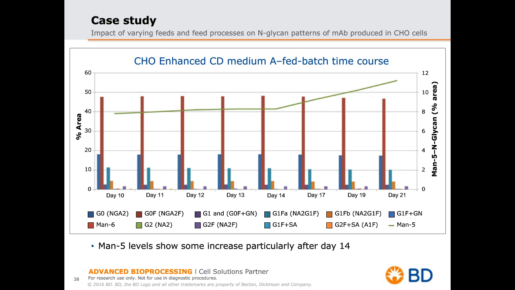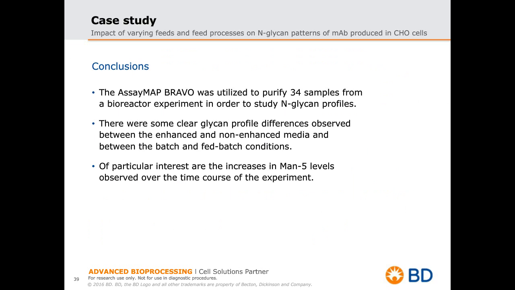So I just wanted to cover some of the main conclusions from this bioreactor study. The Assay Map Bravo was successfully utilized to purify 34 samples from a bioreactor experiment in order to study N-glycan profiles. The purification was quick and efficient and was complete within 2 hours. There was generally less galactosylation occurring with the enhanced media compared to the non-enhanced media. This was evident by the comparatively higher levels of G0 and the lower levels of the G1F and G2F species observed.